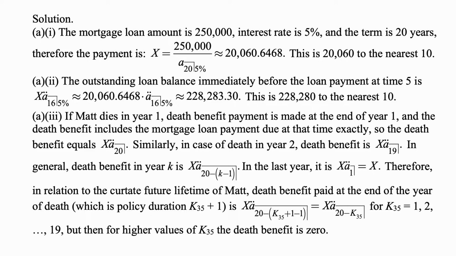So in relation to the curtate future lifetime of Matt, death benefit paid at the end of the year of death, which is policy duration K35 plus 1, is X a double dot angle 20 minus K35 plus 1 minus 1. So X a double dot angle 20 minus K35 for K35 equal to 1, 2, and so on through 19. But then for higher values of K35, the death benefit is 0.